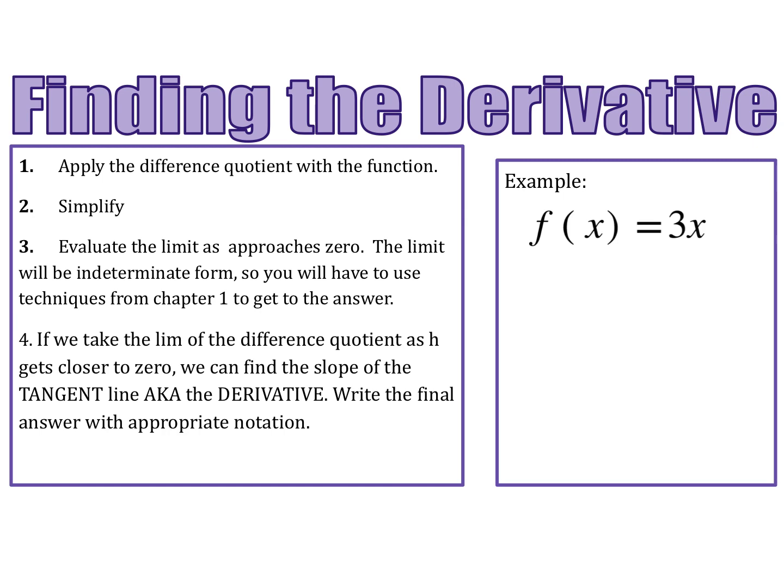Once we simplify, we're going to actually take the limit as h approaches 0. So as soon as we can, we're going to plug in 0 for our h values and simplify to get our function. And we're going to write the final answer using appropriate derivative notation. So let's look at this example.